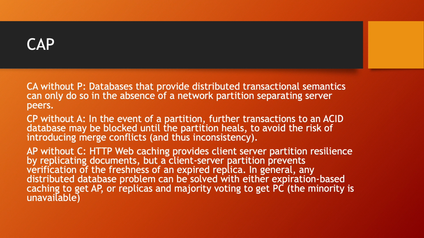AP without C. HTTP web caching provides client-server partition resilience by replicating documents, but a client-server partition prevents verification of the freshness of an expired replica. In general, any distributed database problem can be solved with either expiration-based caching to get AP, or replicas and majority voting to get PC, where the minority is unavailable.